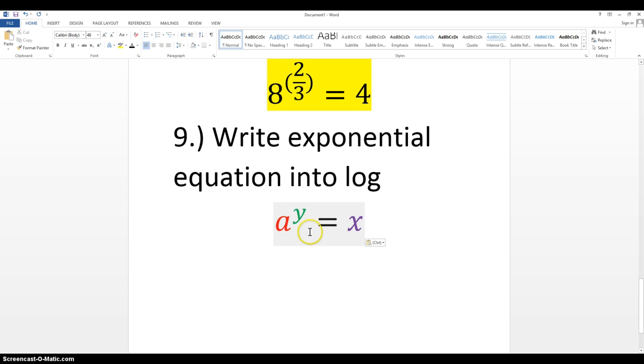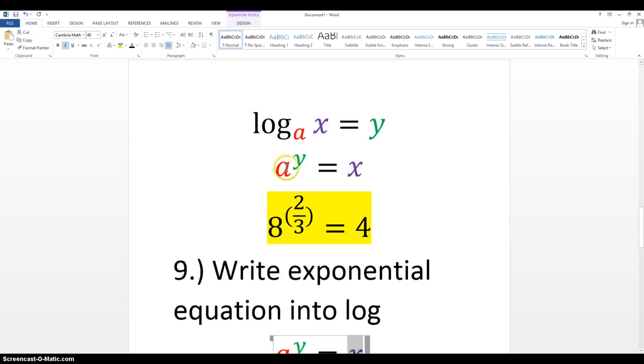So if I give you the exponential, I went ahead and wrote my exponential format. Now what I'm going to do is give you the problem, which says 5 to the third equals 125. At this point, again, let's match up each letter with the appropriate number. The letter A matches up with what number? 5, that's exactly right. The letter Y matches up with what number? 3, good job. And the X matches up with what number? 125, perfect.